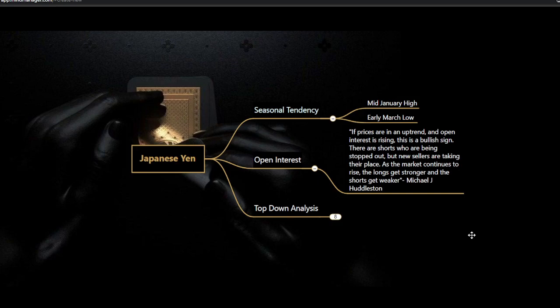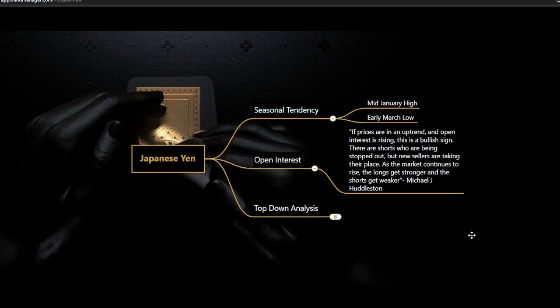So essentially, for each seller of a futures contract, there must be a buyer on the other side. So that makes open interest like it's combined. Each number on open interest is actually a buyer and a seller. So because of that, it really tells us if people are even interested in a certain market.